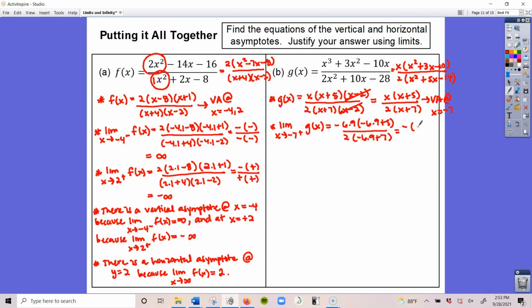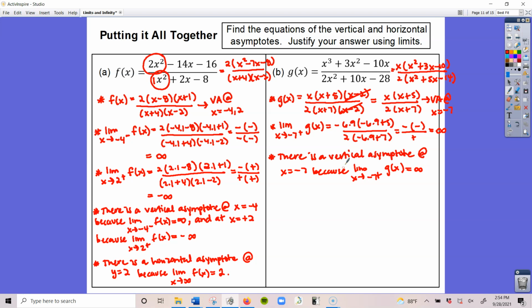Negative 6.9 plus 5 would be negative, over the 2 is positive, so that's fine, and negative 6.9 plus 7, which is positive. A negative times a negative is a positive, over positive would give me an answer of positive infinity. So we would state there is a vertical asymptote at x is equal to negative 7 because the limit as x is approaching negative 7 from the right of g of x is equal to infinity.